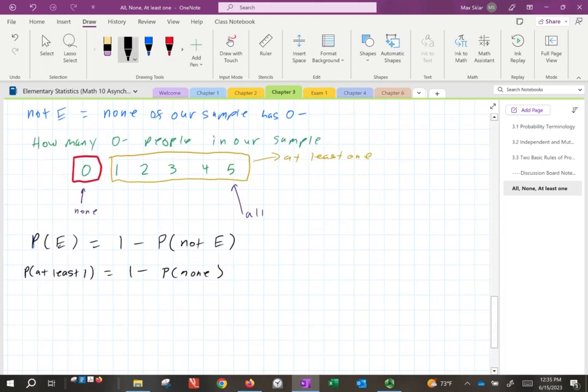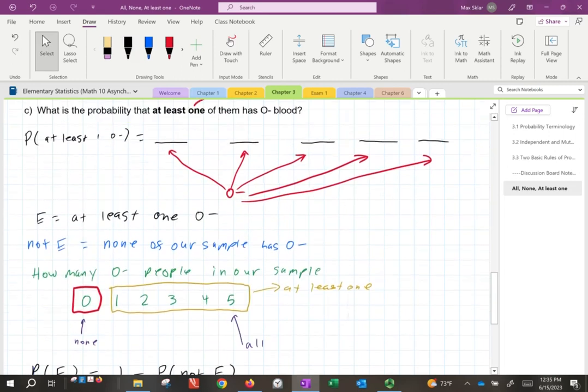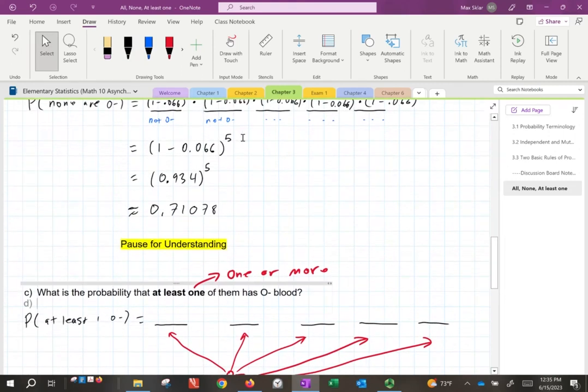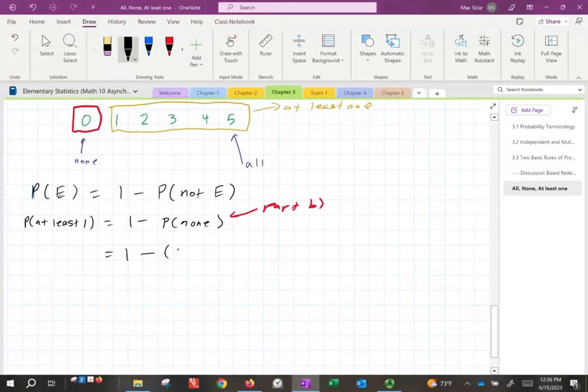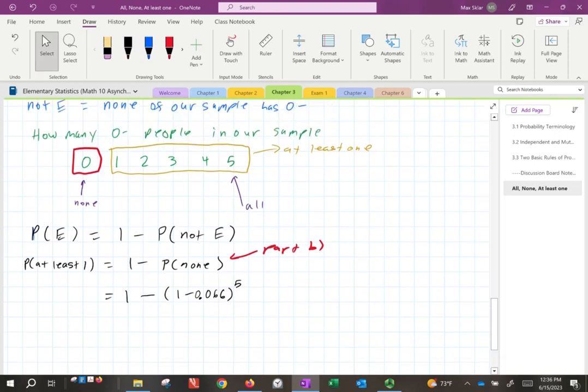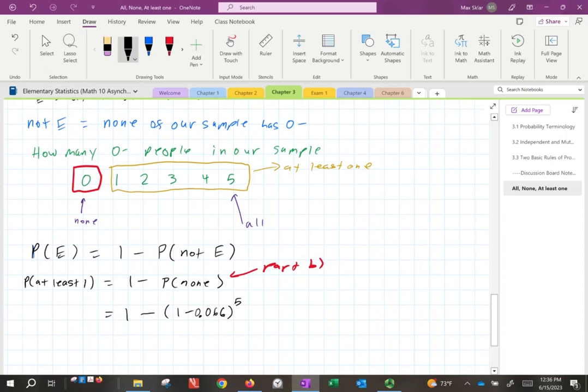But we already computed this. We computed this one in part B. So let's go and look that up. This is 1 minus, I'm going to take that original version of this probability. So this looks complicated where we ended up, but we can see that in order to have none, we want to make sure that each one of the 5 people in our sample falls into the category of not having O negative blood. So that's where the 1 minus 0.066 comes from. The 5th power comes from making sure that we want none of our people to have O negative blood.